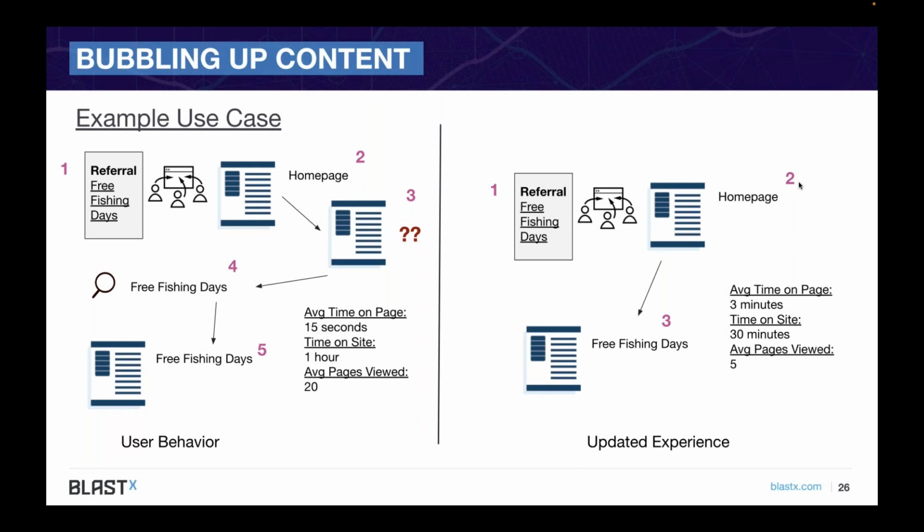Let's make this better for the user. Let's bring the free fishing days page onto the homepage. Let's have a little call out or a link on the homepage. So now what happens when people click on that link from the referring website, they go to the homepage, they see that CTA button, and they go directly to the page that they want. This means that they may be on the site a little less time, but their engagement with the pages is longer and they view maybe fewer pages, but it's because they're getting to the point. They're getting where they want to go in a better, smoother, quicker way, and that allows for a more positive experience.